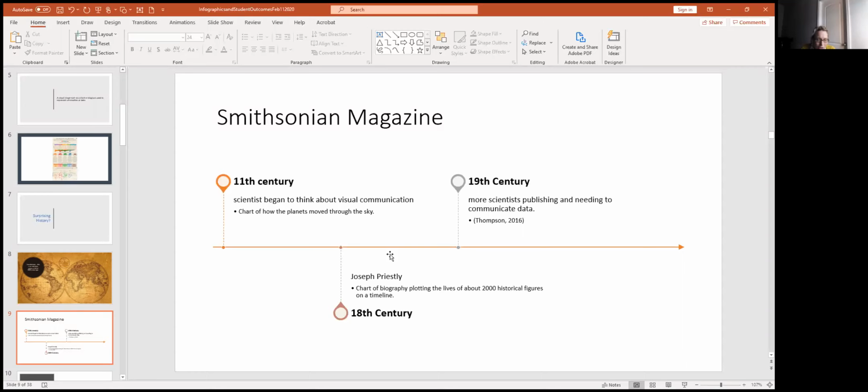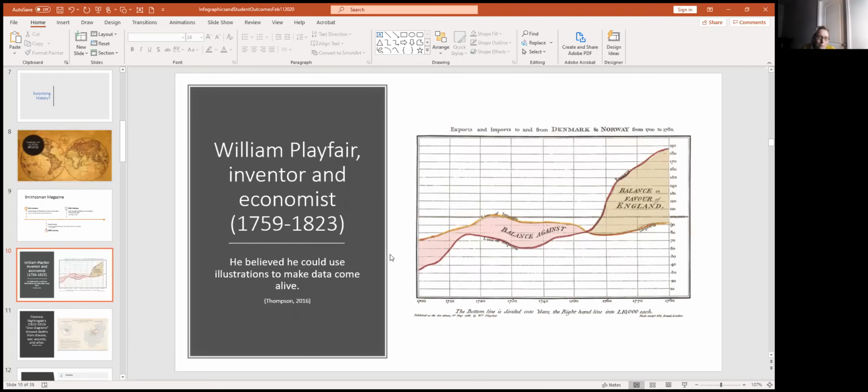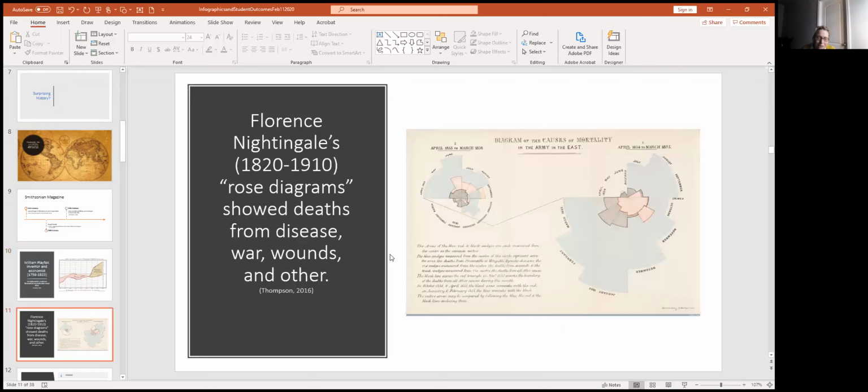And this is what has spurred the increased use of infographics. We have more scientists publishing and needing to communicate large amounts of data. William Playfair, an inventor and an economist, 1759 to 1823, believed he could use illustrations to make data come alive. And when I saw that, I said, that's what I'm trying to do. I want to use illustrations to make information come alive so my students, with this condensed learning experience, have an enriched experience where they still carry information forward.